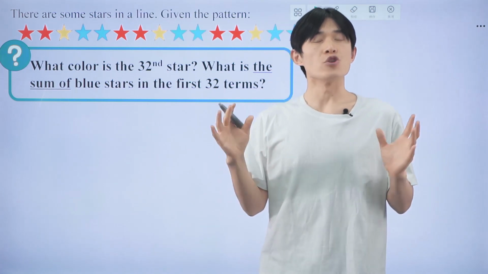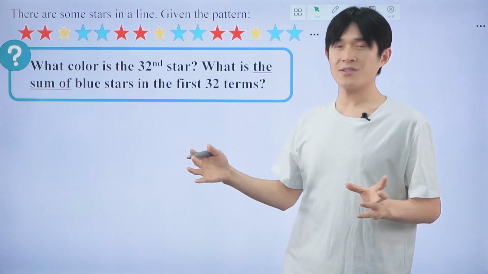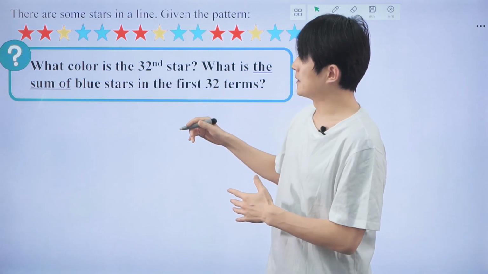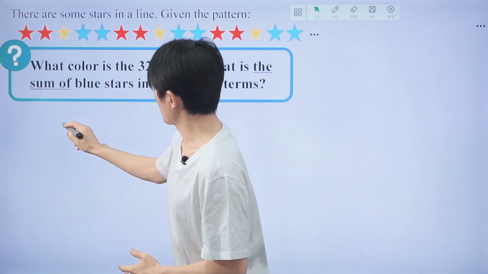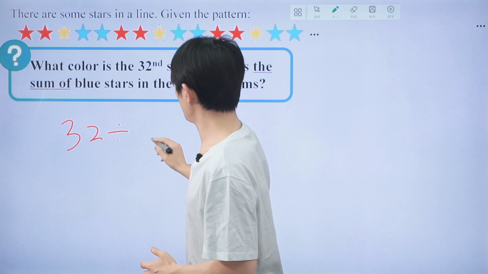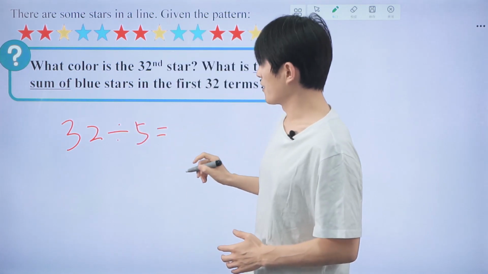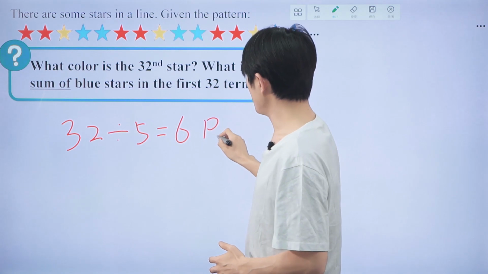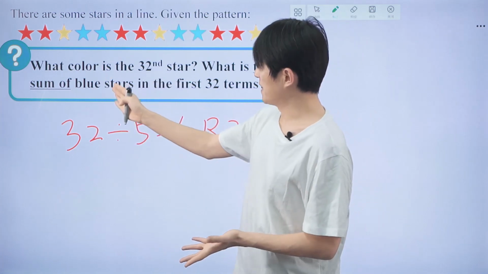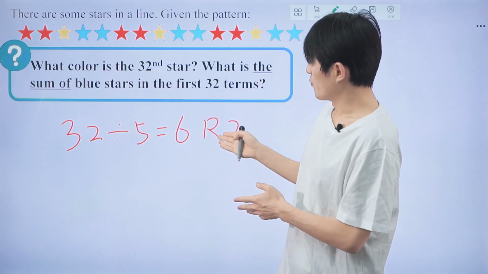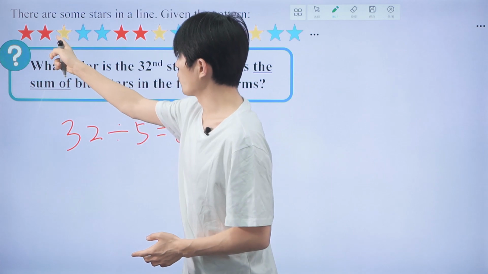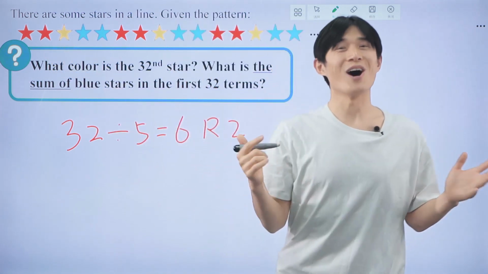So we can actually use a box to represent a pattern. So we can use 32 and divide by 5. 32 divided by 5 equals 6 with a remainder of 2. So that means, what is the 32nd star? It repeats 6 times. And then with a remainder 2, that means this is the first one, this is the second one. So the color will be red. So this is how you solve the problem.